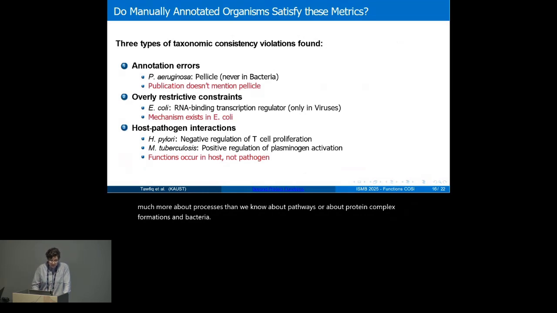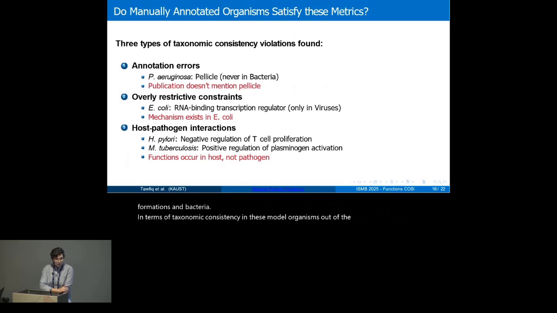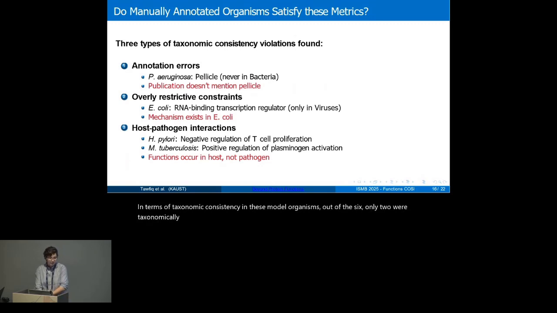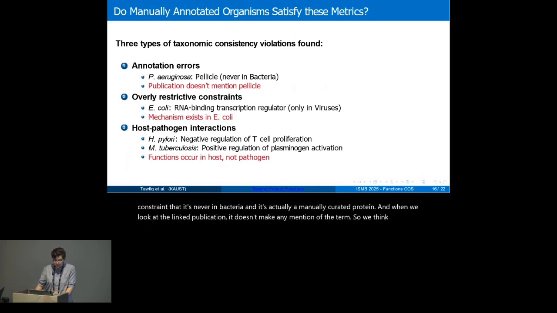In terms of taxonomic consistency in these model organisms, out of the 6, only 2 were taxonomically consistent. And for the other 4, the violations fell into one of 3 categories. The first is annotation errors. So in Pseudomonas, we find the term pellicle, which has a constraint that it's never in bacteria. And it's actually a manually curated protein. And when we look at the linked publication, it doesn't make any mention of the term. So we think this was an annotation error.